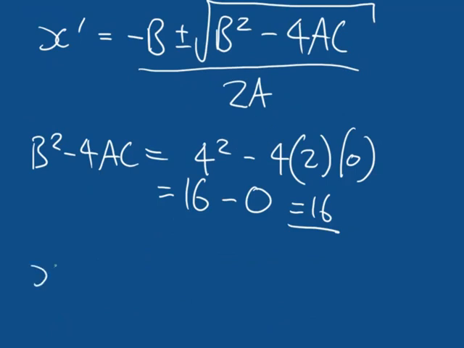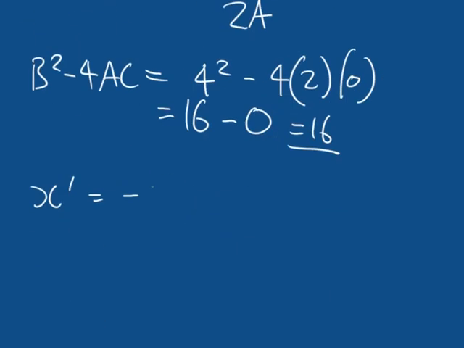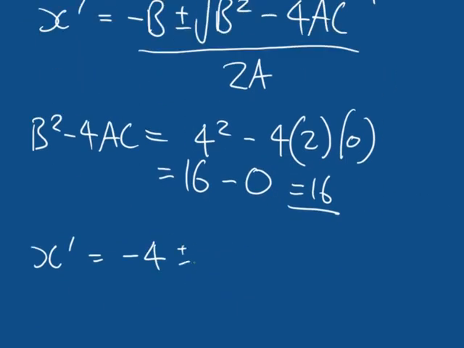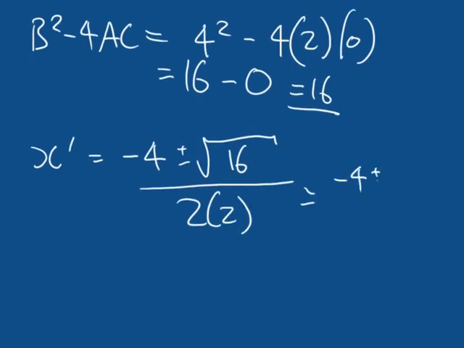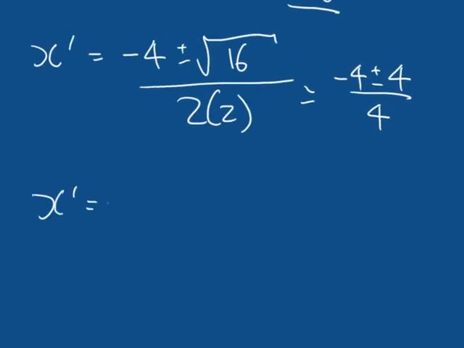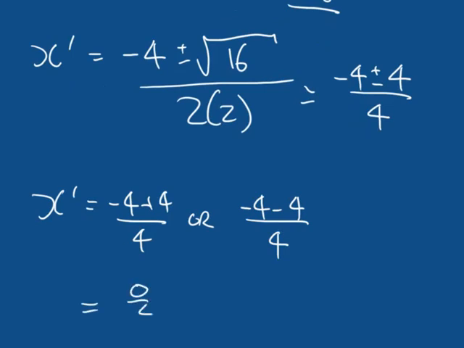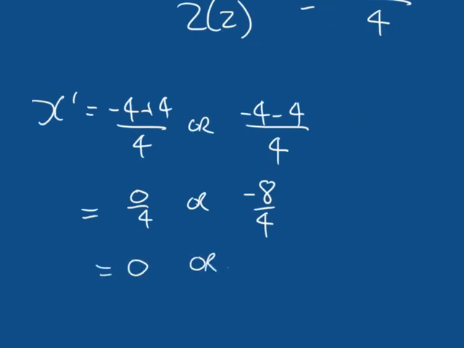So now we can calculate for the values of x dash. It's equal to minus b. Well, b, if we recall, is 4, so it's equal to minus 4 plus or minus the square root of b squared minus 4ac, which is the square root of 16, over 2a. We saw that a is equal to 2 there, so 2 times 2. So it's going to be equal to minus 4 plus or minus the root of 16, which is 4, divided by 4. That means that x dash is equal to minus 4 plus 4 over 4, or it is equal to minus 4 minus 4 over 4. That means it's equal to 0 over 4 or negative 8 over 4, which means it's either equal to 0 or it's equal to minus 2.